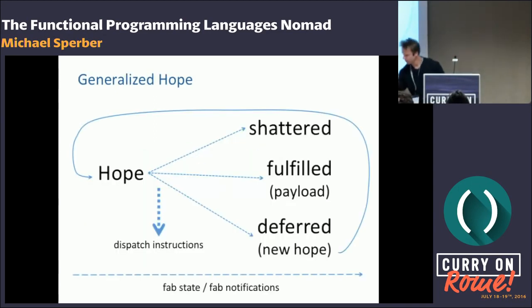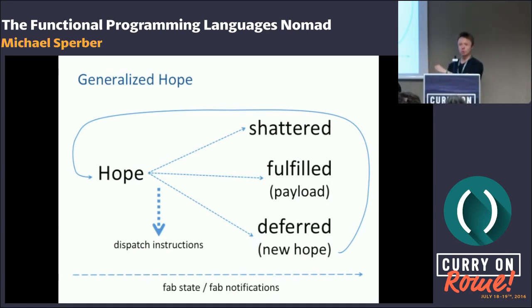And so I was drawing this little diagram. I said, well, hope may be shattered, right? It may be fulfilled, in which case it produces some kind of value. Underneath, you have the fab operating, and sometimes hope transforms into another hope. For example, if you hope that something happens and then after that happens, something else happens, or you say, well, you can think about combining hope.